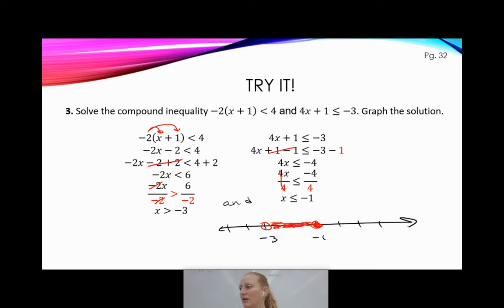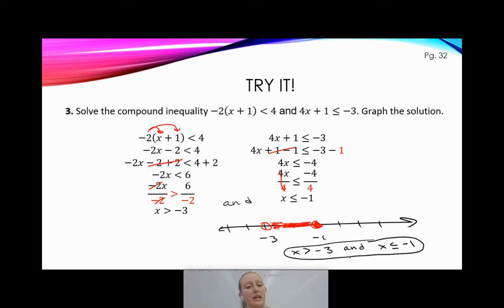Oh, and sure enough, they meet up here in the middle. So we can either say that our answer is x is greater than -3 and x is less than or equal to -1. That's one way of writing it.